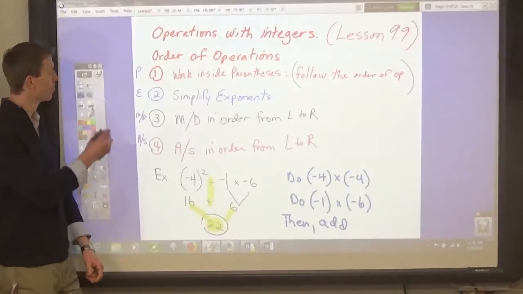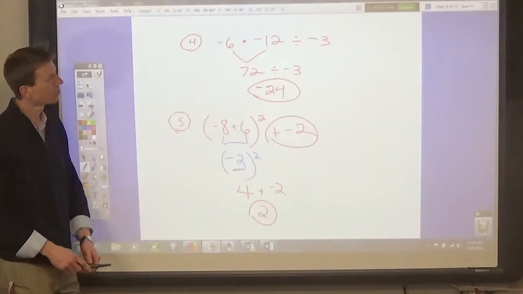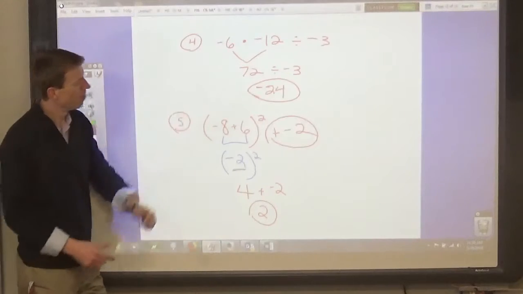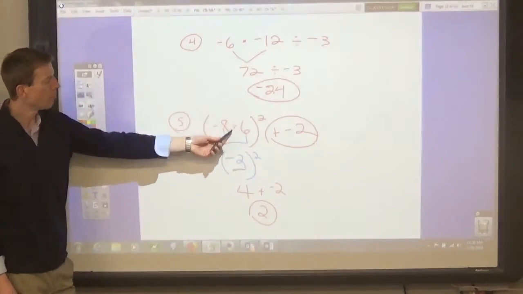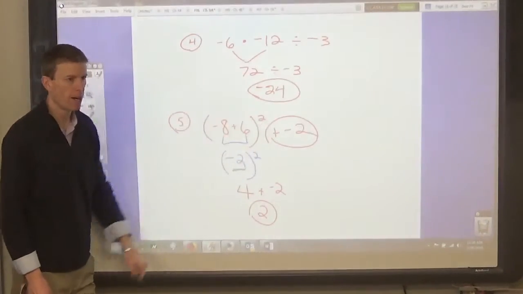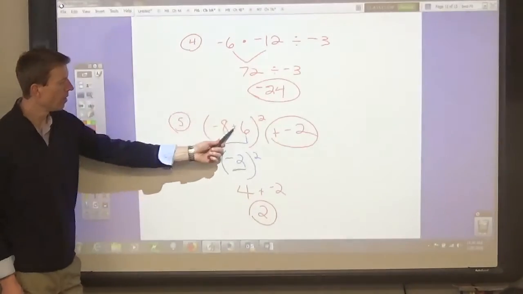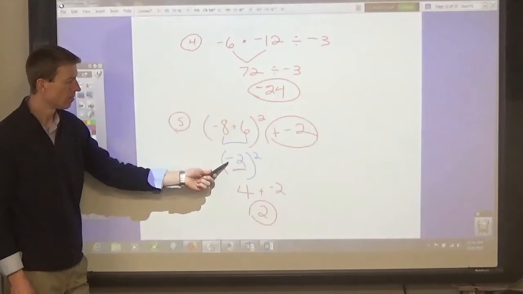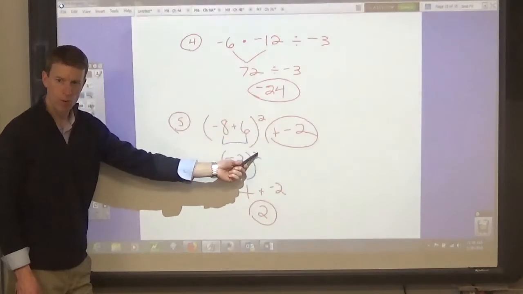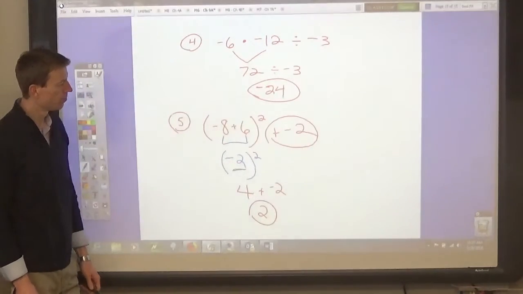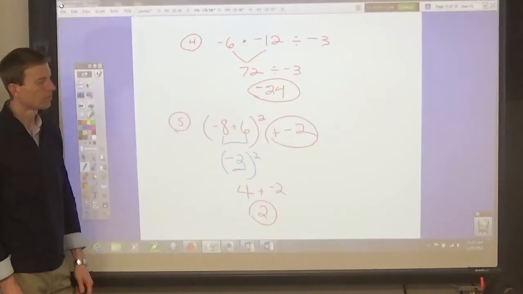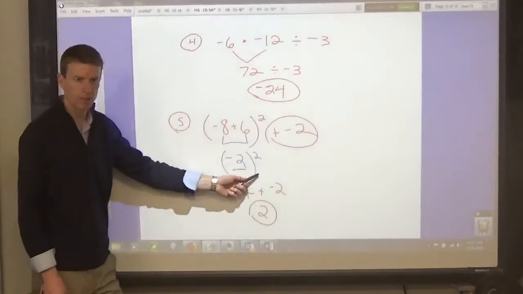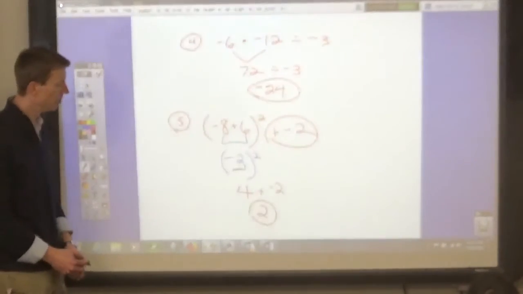Okay? Let's look at some more examples. Let's look at this one. -8 plus 6 to the second power. So we would add this first, and then do -2, and we have to bring down that squared, the exponent, and then add at the end. Okay? Any questions on this example? All right, let's go to your worksheet.